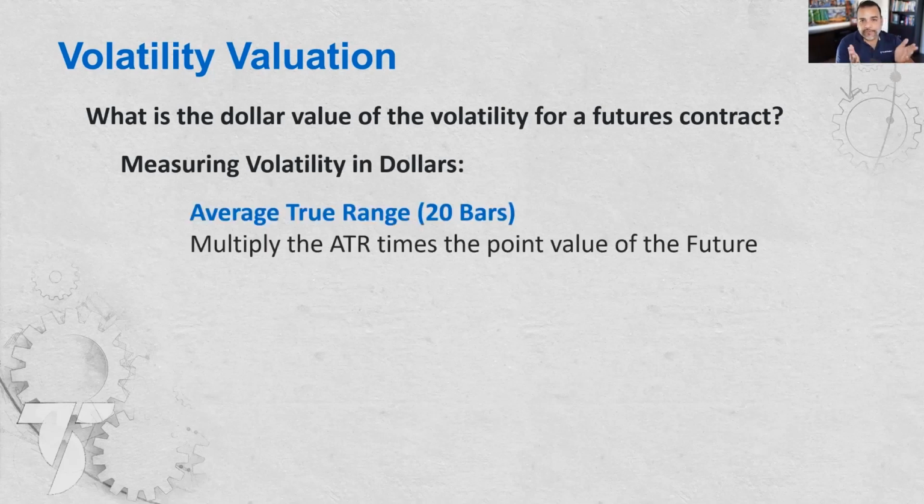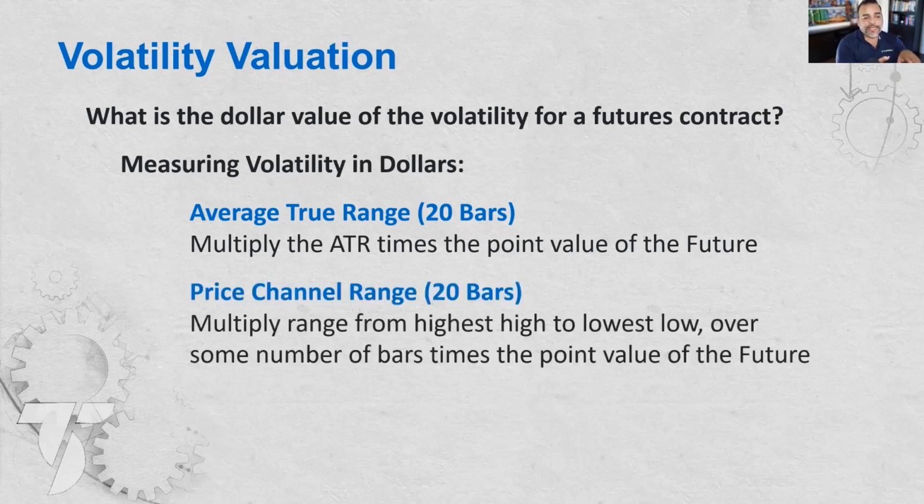First, average true range. Very simple form of volatility, but it gives you an understanding of how the prices are moving historically, in this case 20 bars, and how far up and down these bars are getting, the difference between the high and the low. But it can also be calculated as a channel. If you look at the 20 bars, and instead of averaging the range, you look at the highest high and the lowest low, you create a channel.